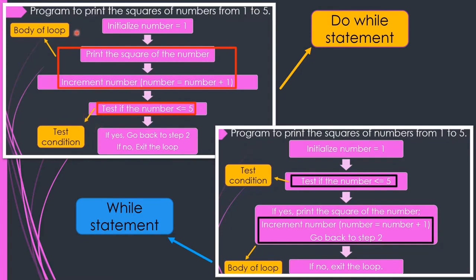So first of all, the body of the loop is going to be executed in the do while statement and then the test condition will be evaluated. Whereas in the while statement, first of all the test condition will be evaluated, and on the basis of that evaluation, the body of the loop is executed or not executed.